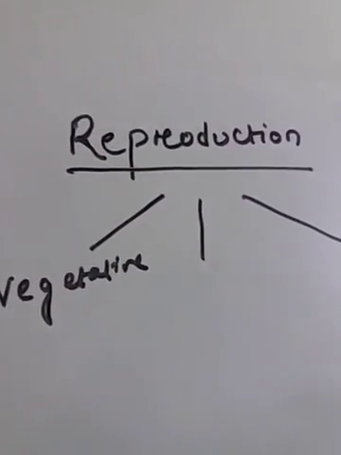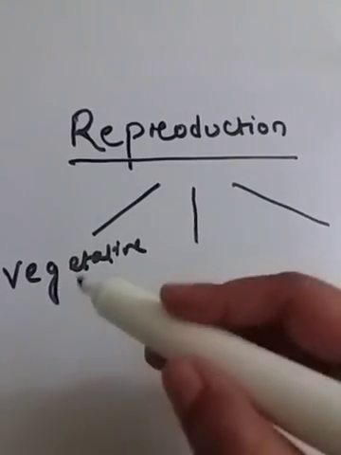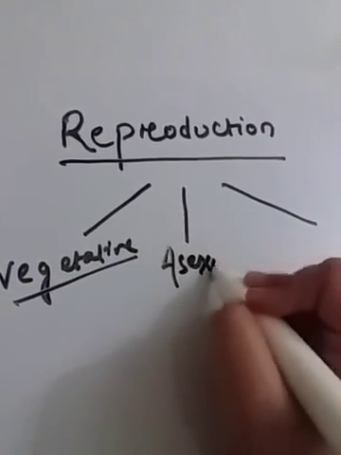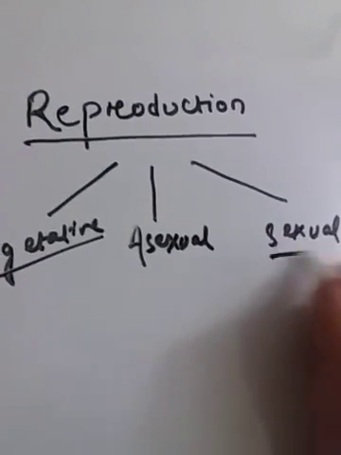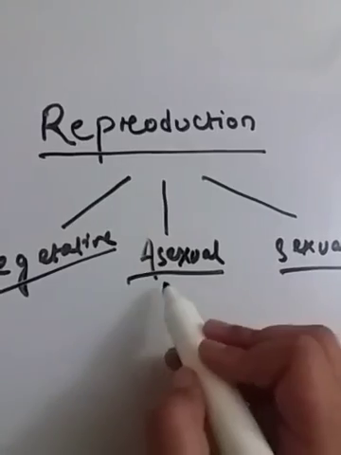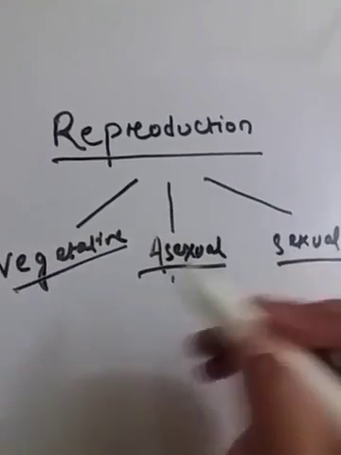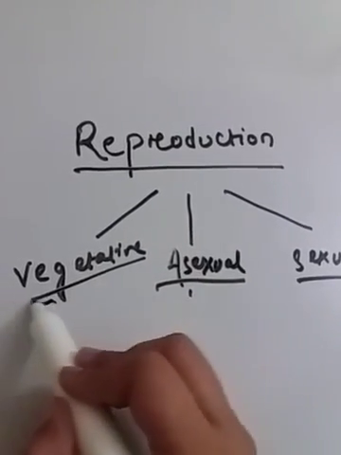So today we will read that reproduction is of three types: vegetative, asexual and sexual. In the last video we read in detail about asexual reproduction. Before going to sexual reproduction, we need to discuss vegetative reproduction. So let's start today with vegetative reproduction.